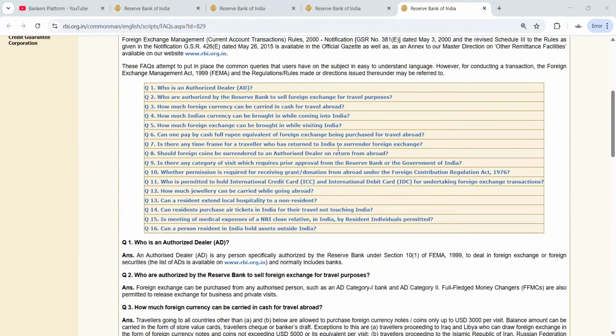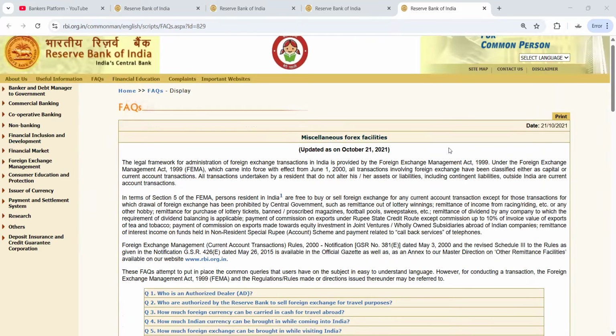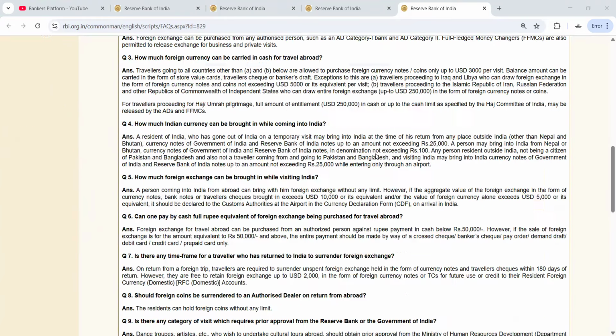And this is updated on 21st October 21. So this is the updated version of this. So it is very helpful for you.